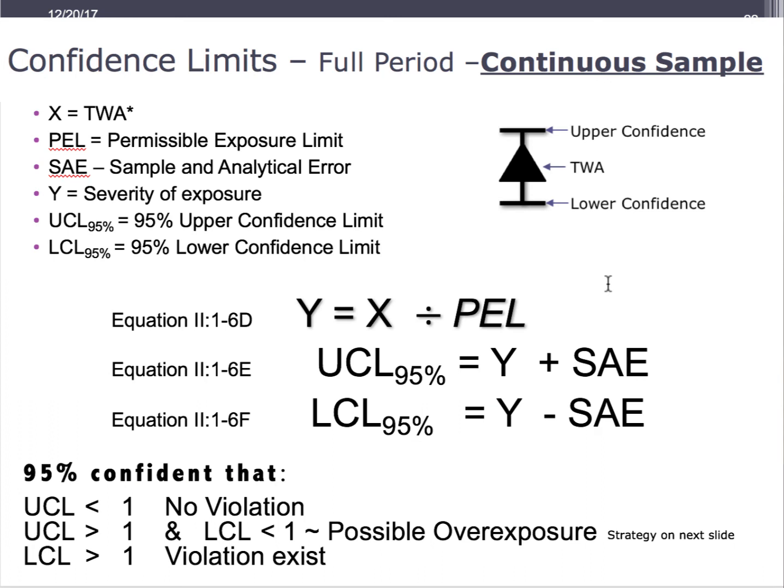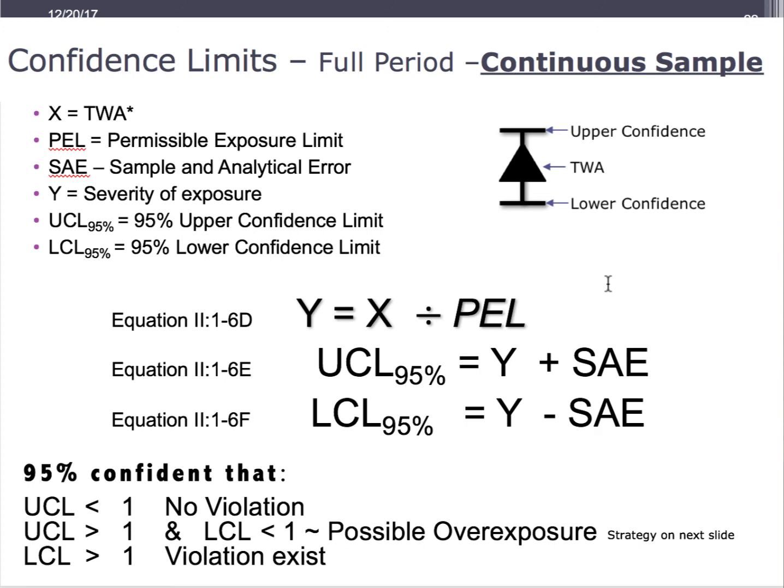So our confidence limits are fairly straightforward and easy to calculate, and these are used for full period continuous samples. So that's just one sample over an entire work shift. If we have multiple samples, we use a different calculation, one that's a little bit more complicated, but we'll start here. And so although X is the concentration, if you only have one sample, the concentration becomes the time-weighted average. It necessarily is the same.